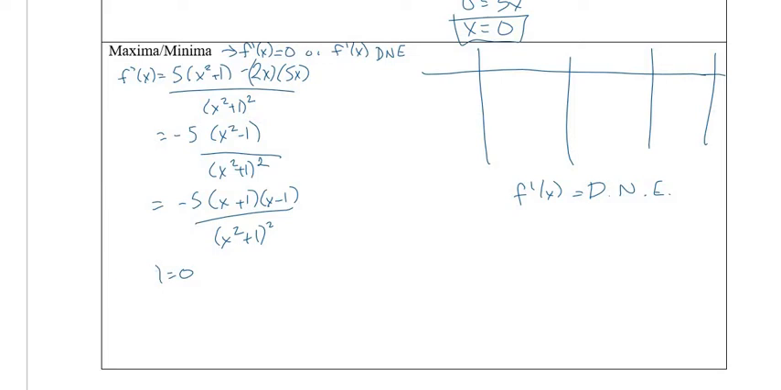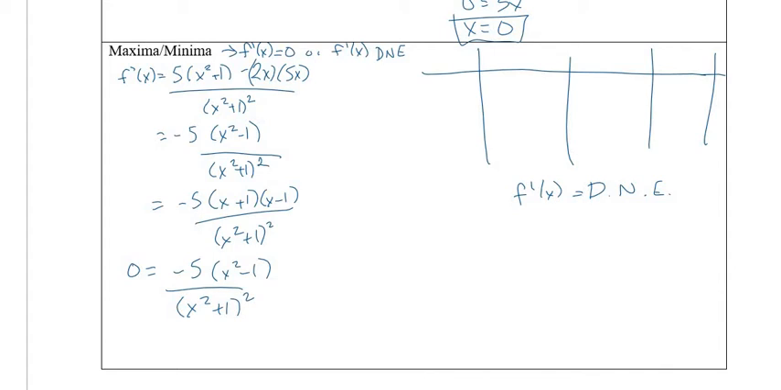Let's start with setting the numerator equal to 0. So 0 is equal to negative 5. Let's use this version up here just because it might be a little bit simpler. x squared minus 1 over x squared plus 1 squared.